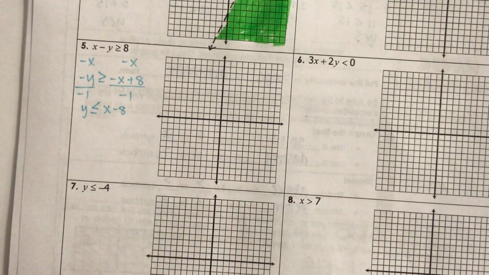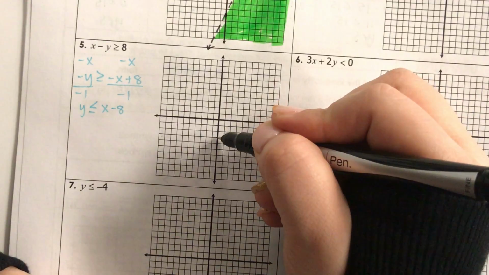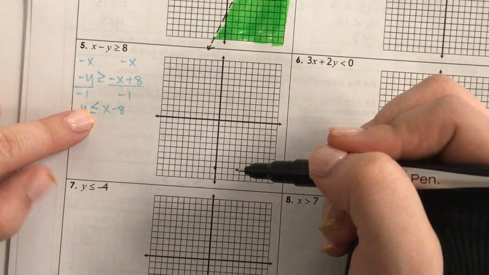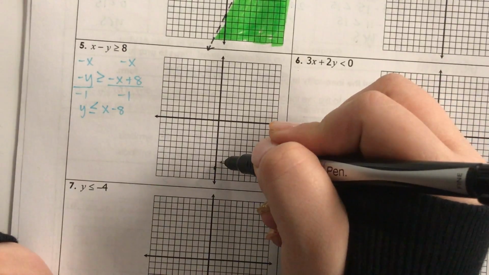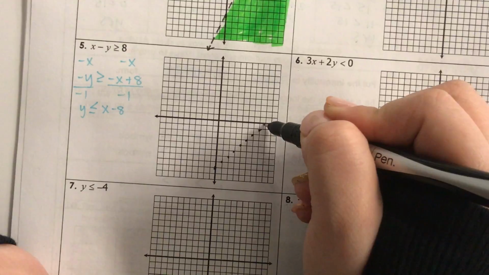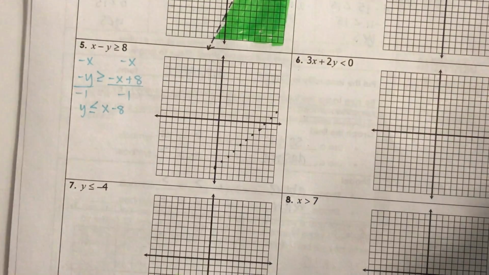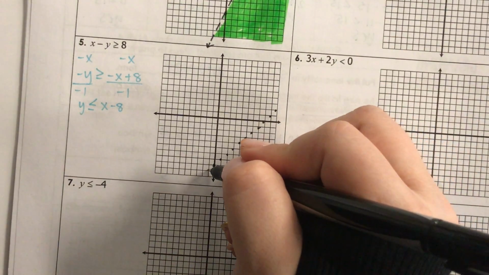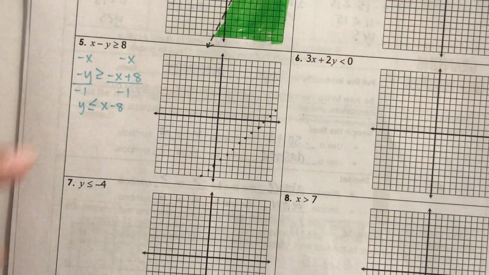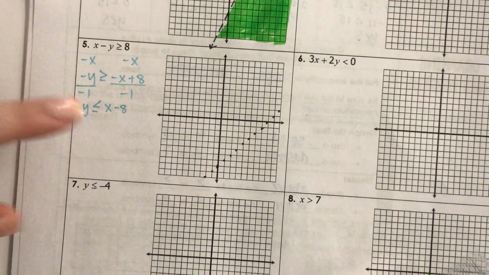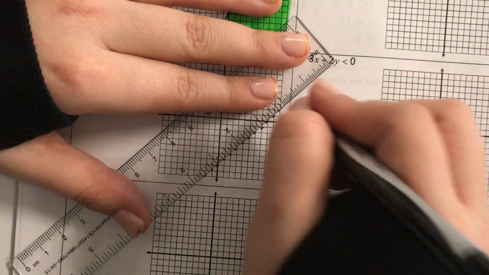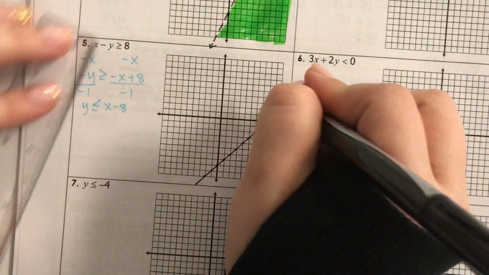We're going to start at -8. So 1, 2, 3, 4, 5, 6, 7, 8. We're going to go up 1 over 1. Up 1 over 1. Okay. Now, is this going to be a solid line or a dashed line? This is actually going to be a solid line because it is or equal to. We have that underline underneath there. So that kind of tells us that there's going to be a little bit more depth to this line. This is a solid line.